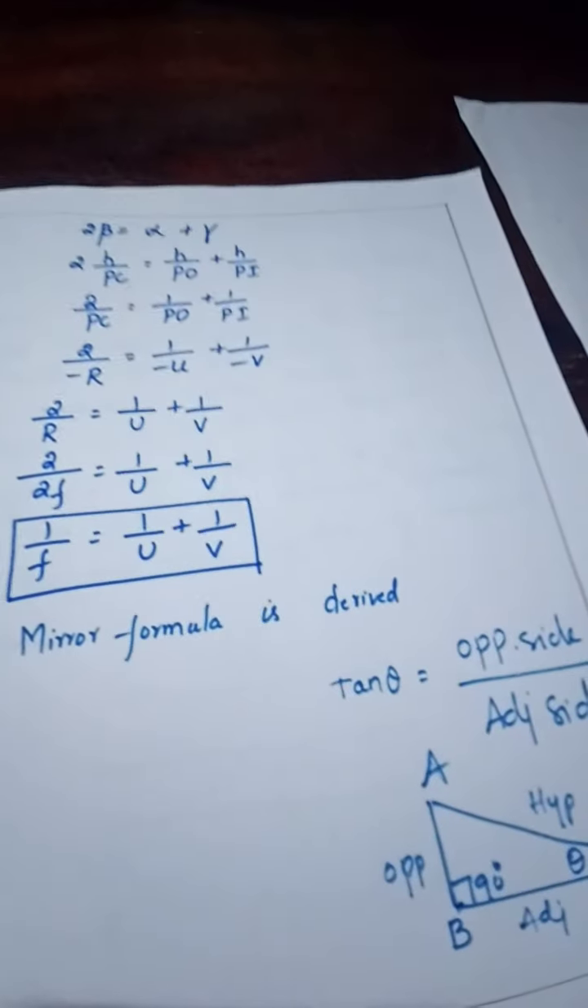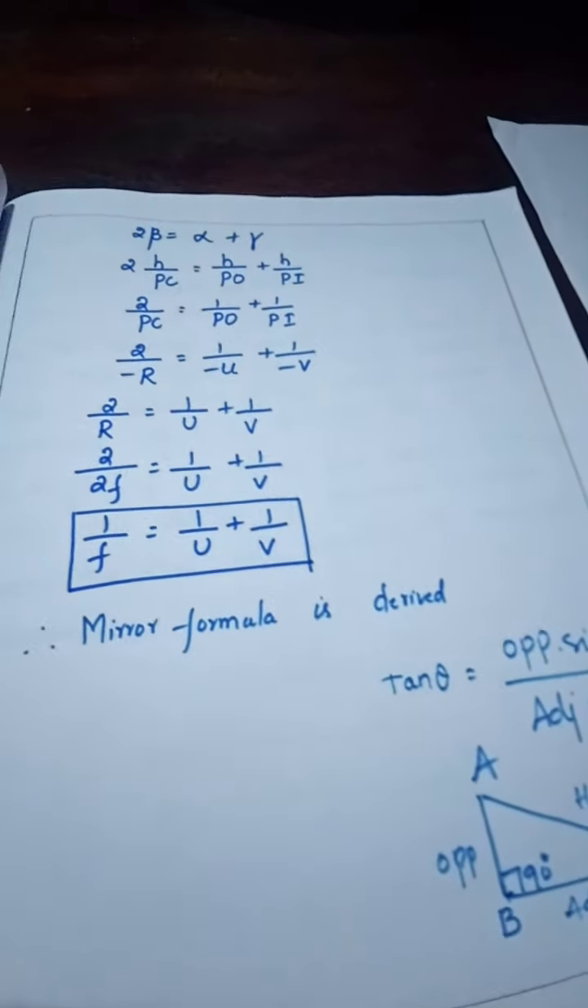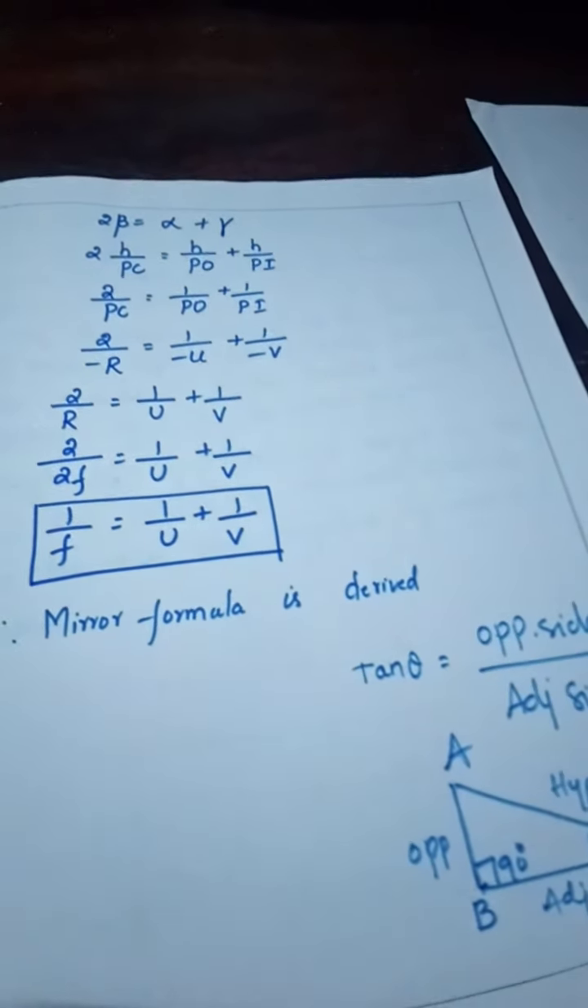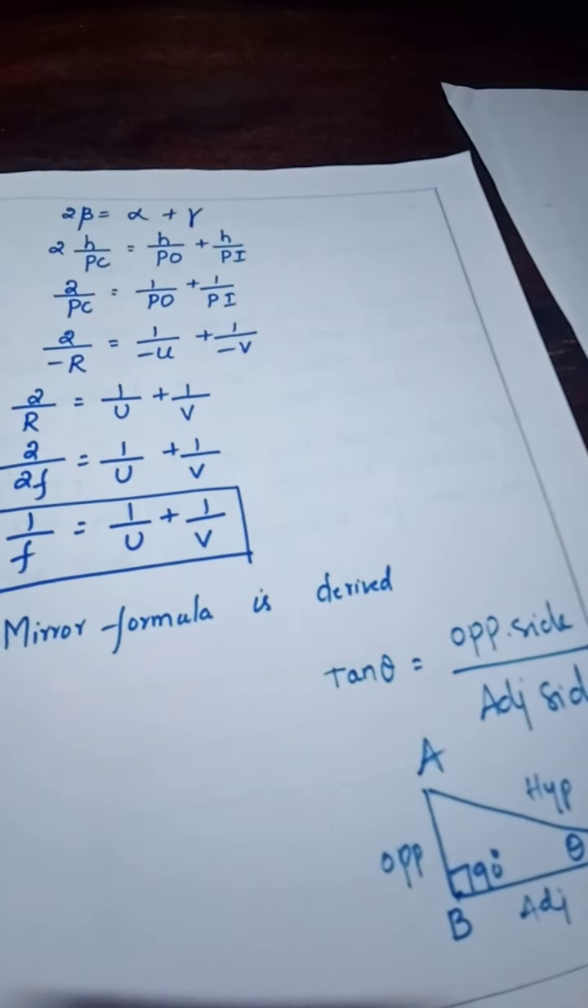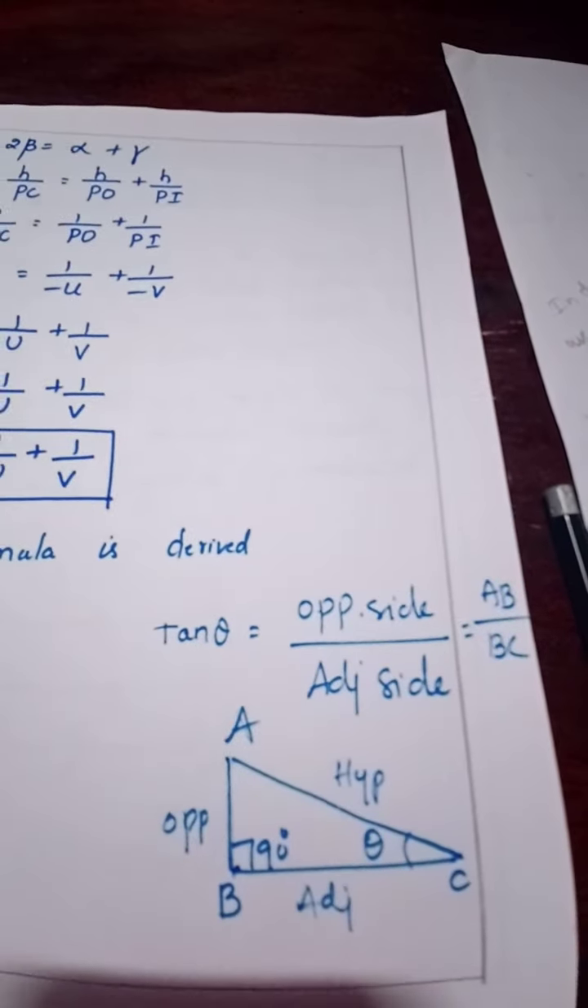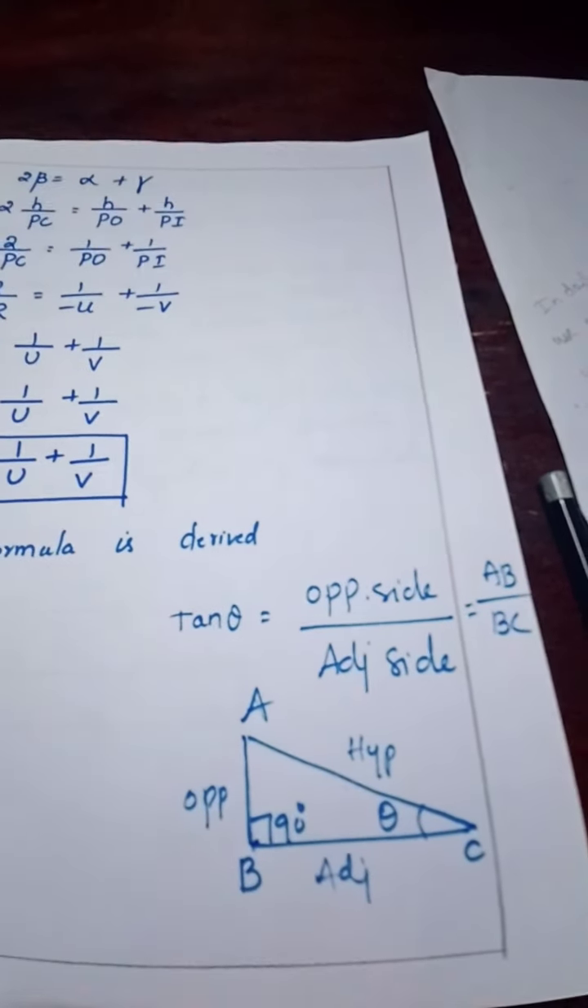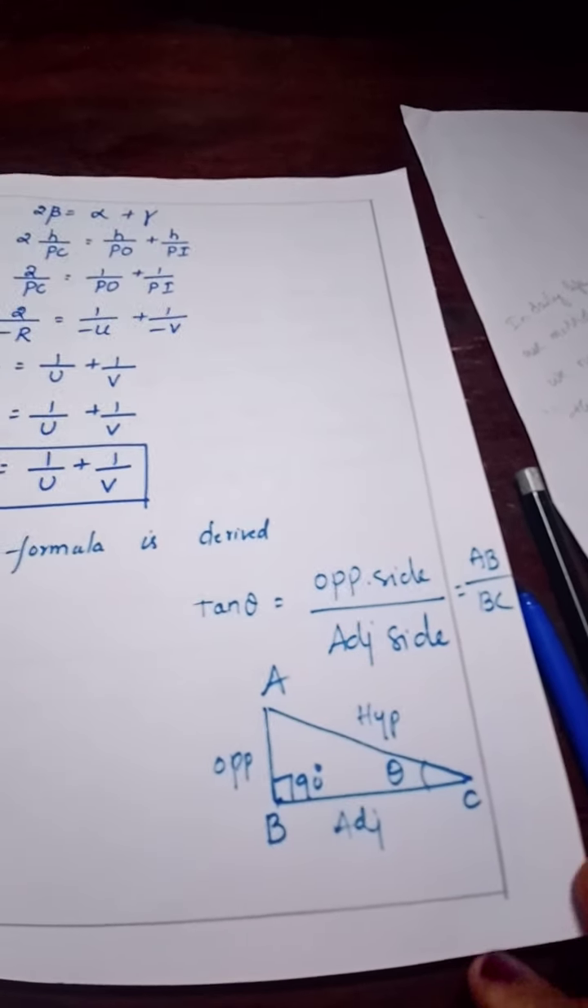So tan angle, if you want to write, what will it become? Tan theta is equal to opposite by adjacent. Opposite is AB, adjacent is BC. So AB by BC. This is the tan theta information. If you know this, it will be easy for you.